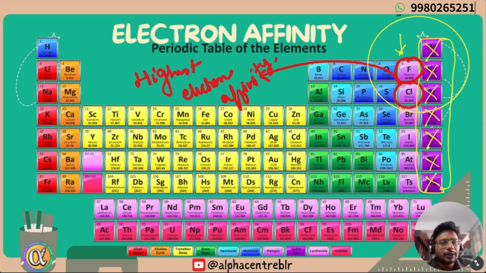Correct. So therefore, very important points to recap: helium has the highest ionization potential, fluorine has the highest electronegativity, chlorine has the highest electron gain enthalpy or electron affinity. Clear? Please remember these three names. I hope that's fine. Okay. So that was all about electronegativity.